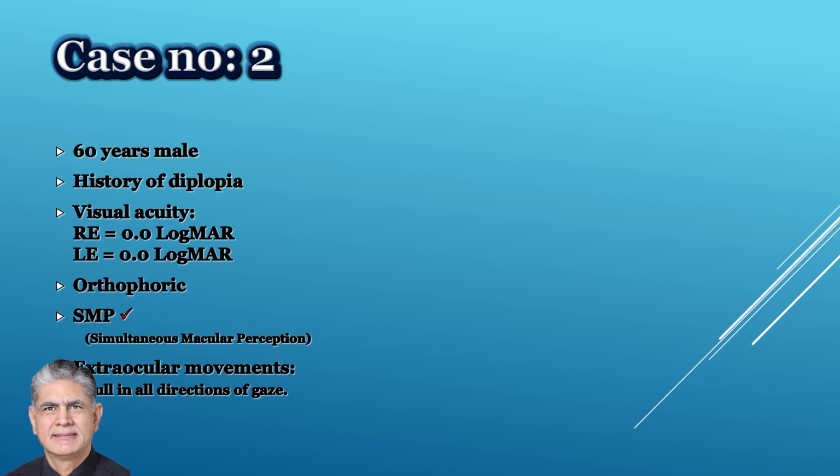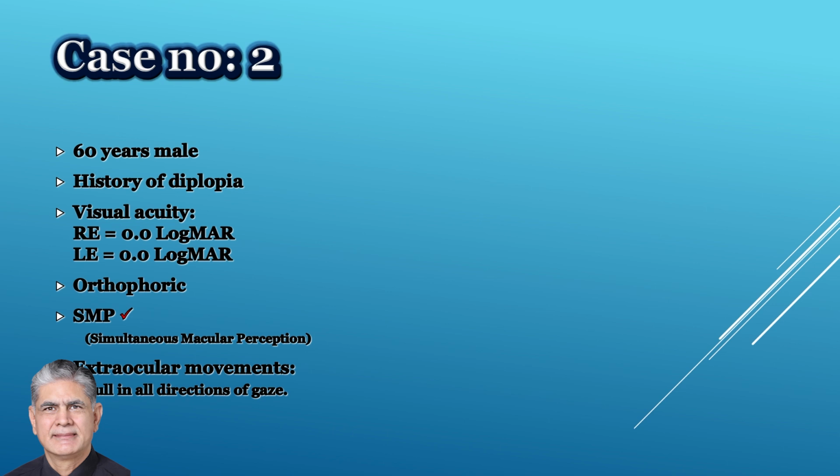Case number 2. A brief history. 60 year old male. History of diplopia is there. Visual acuity again 0. Orthophoric, simultaneous macular perception is there. Extraocular movements full in all directions. The history is the same as the previous lady, except for the age difference. And what are you suspecting now?